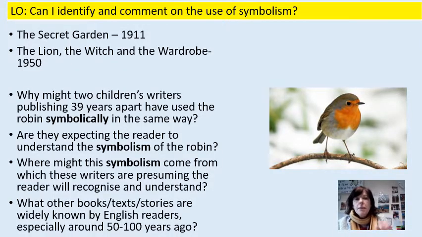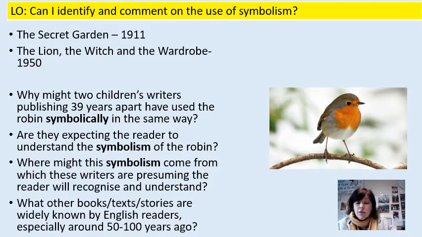So, like I said, the books were written 40 years apart. The Secret Garden was written in 1911 and The Lion, the Witch and the Wardrobe was written in 1950. So we've got 39 years apart, and yet they're using the robin in exactly the same way. Now, is that because C.S. Lewis read The Secret Garden and thought, well, that's a good idea, I'll nick that idea off Francis Hodgson Burnett, I think is the writer? Or is there something more symbolic about the robin?